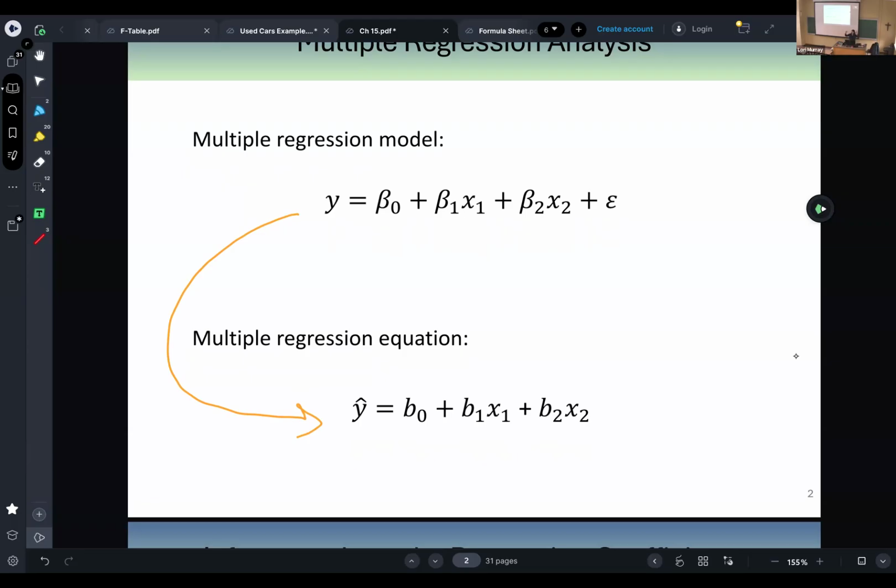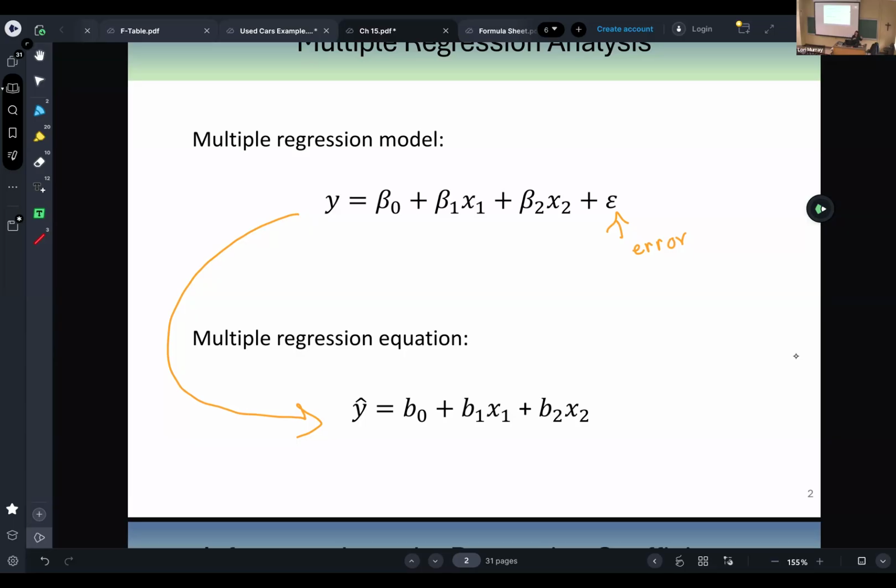So the true model, the true values, is y equals beta naught plus beta 1 x1 plus beta 2 x2 plus epsilon, which is the error, right? That's the error term. Then we estimate that true model using the b's, the y hats and the b's, just like we did. And we have now another.